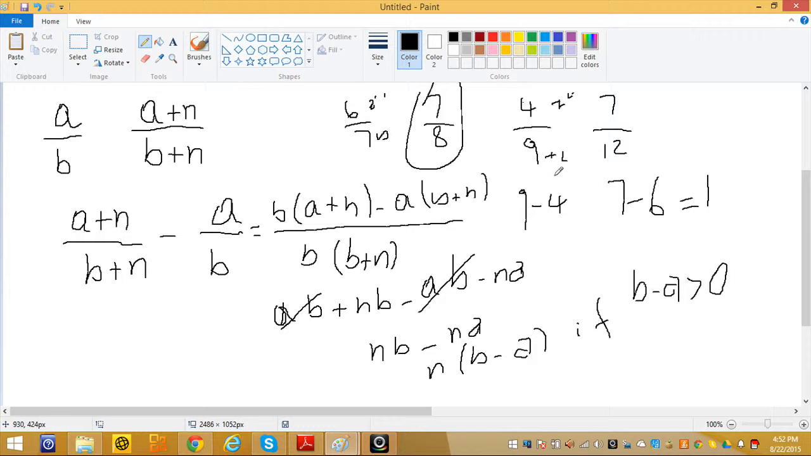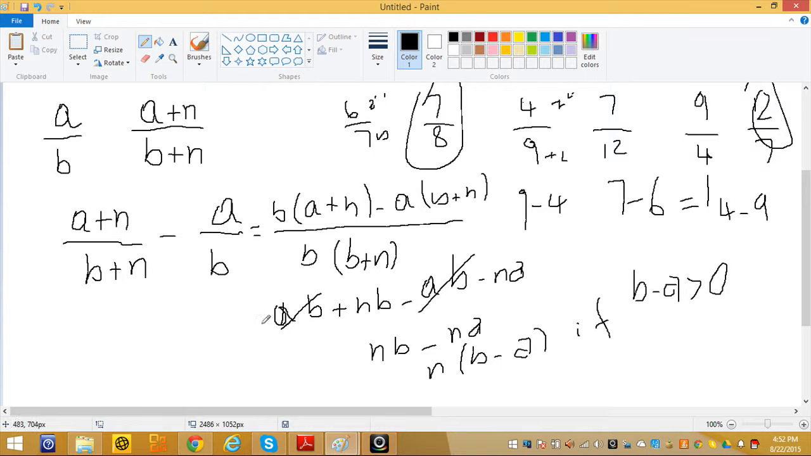Otherwise, for example, if I had 9/4, that's different. Since here b minus a is not positive, let's say I add 3. I'm going to have 12 here, and then 7 there. In this case, this is really different because b is 4, so I'm going to have 4 minus 9. This is a negative number. So the new fraction is not greater. The new fraction is less.